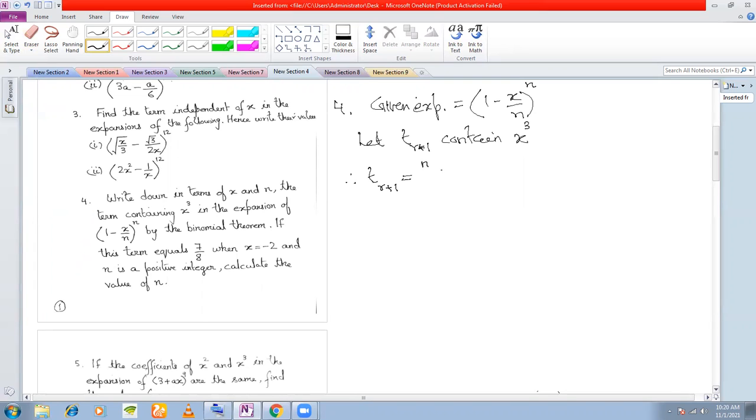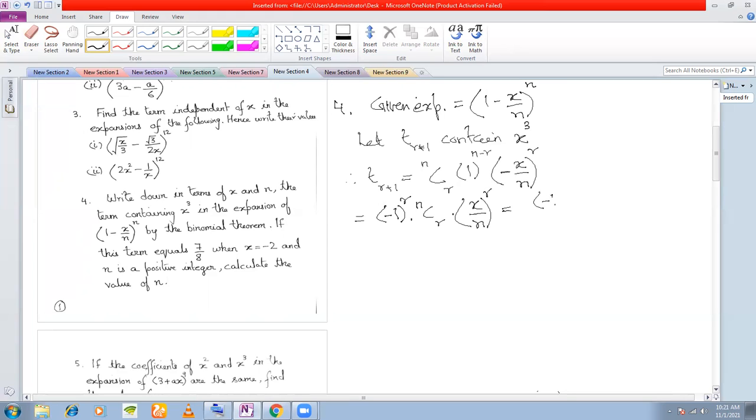nCr, because we don't know the value of r, so we'll write r. A here is 1, so 1 to the power of n minus r. And x here is (−x/n) to the power of r. Now again here we separate the x. So first of all, you have a negative sign raised to the power of r. So we take (−1) to the power of r into nCr. 1 to the power of n minus r is 1, into (x/n) to the power of r.